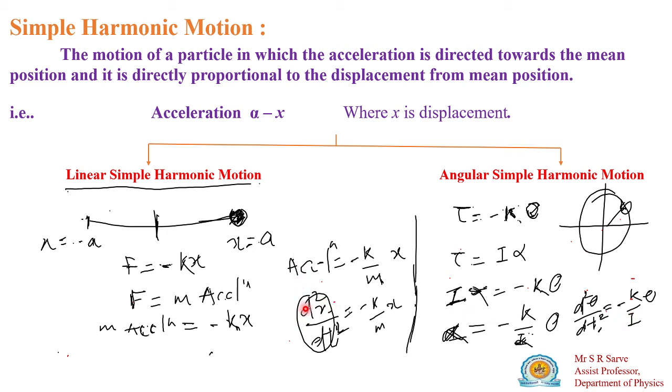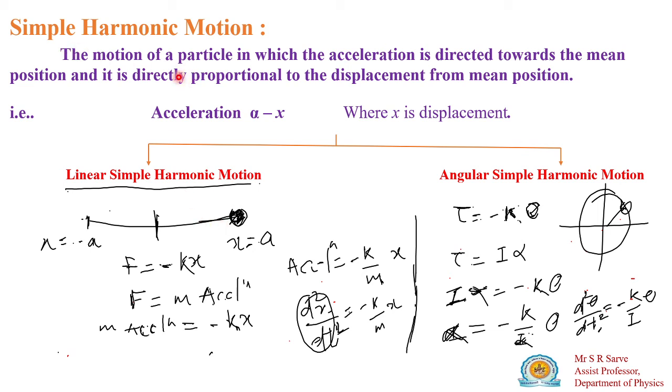Here acceleration d square x by dt square is equal to minus k by m into x. This quantity k by m is known as your omega square. So this is about your linear simple harmonic motion and angular simple harmonic motion. In angular simple harmonic motion, a particle performs the motion along the angular direction, and in linear simple harmonic motion, the particle performs the motion in a linear direction.